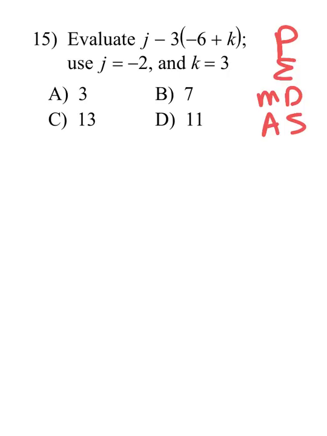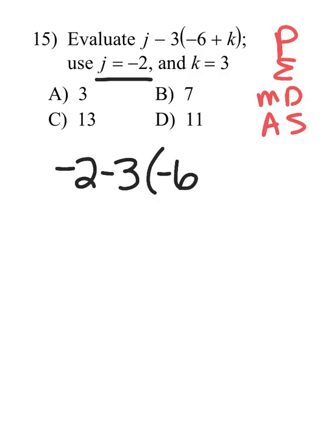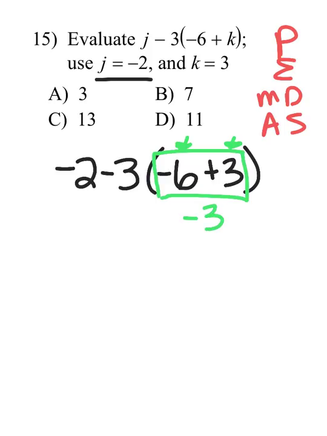Okay, where I see that J, I'm actually going to plug in a -2. So that's -2 minus 3, parentheses, -6. Instead of K, I'm putting in a +3. And now I'm just going to work through order of operations. I have my parentheses. Inside my parentheses, I have that plus sign, which makes me box it in green. If you owe somebody $6, but you found 3 on the ground, you still owe them $3. And that's why that negative sign is there.